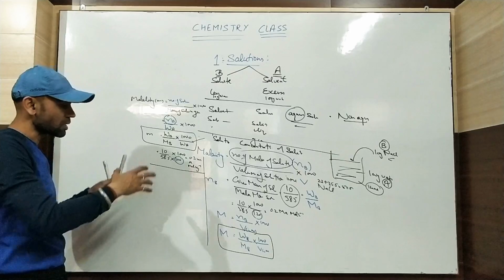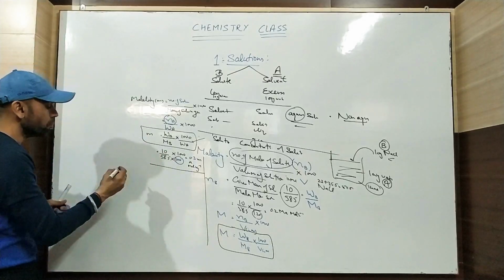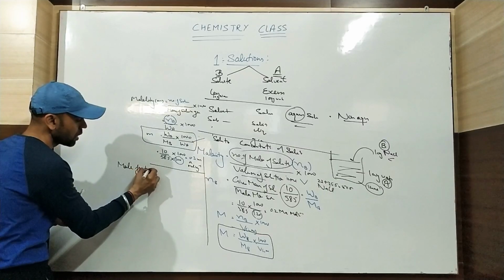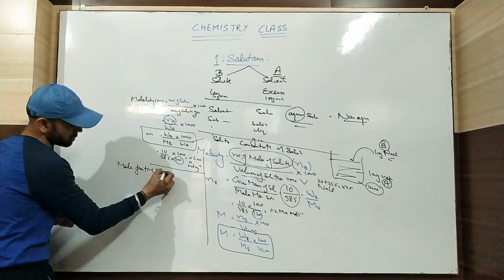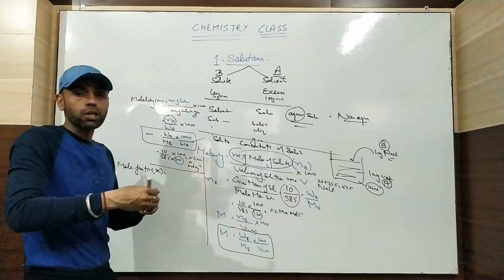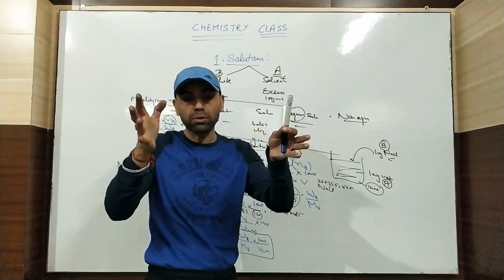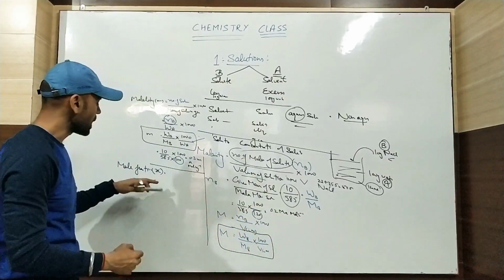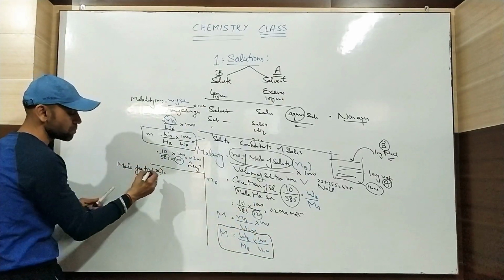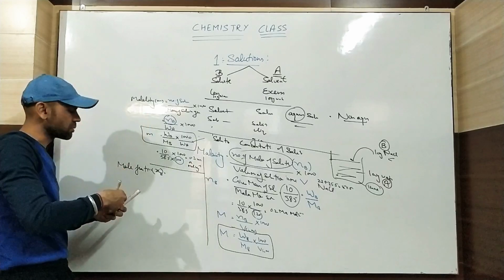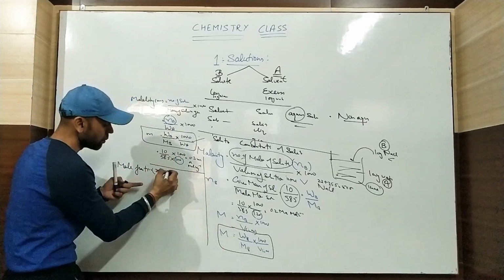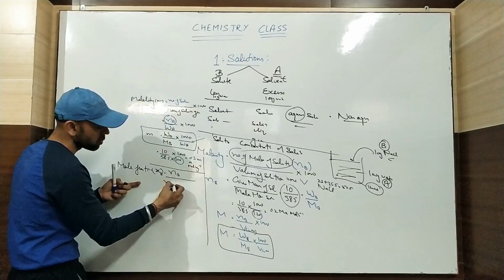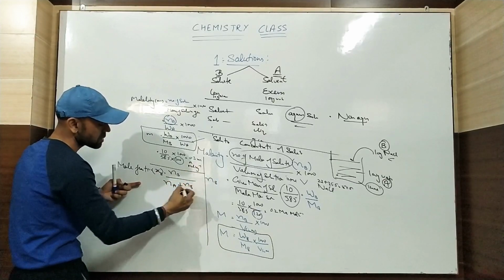Okay? And the last one that we are using in this chapter is the mole fraction, symbol is x. And what is the definition? It is the ratio of the number of moles of that component to the total number of moles, right? So if I say I have to find the mole fraction of component B, then it is the number of moles of B upon the total number of moles, that is n_B by n total, okay?